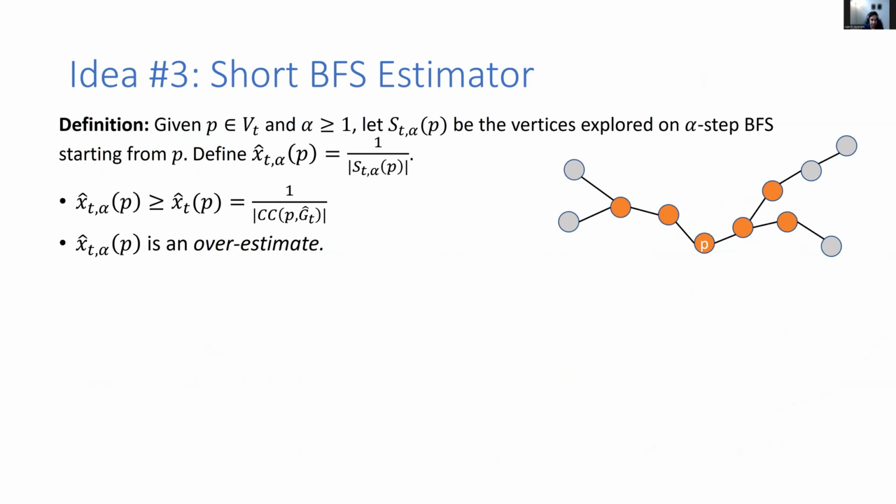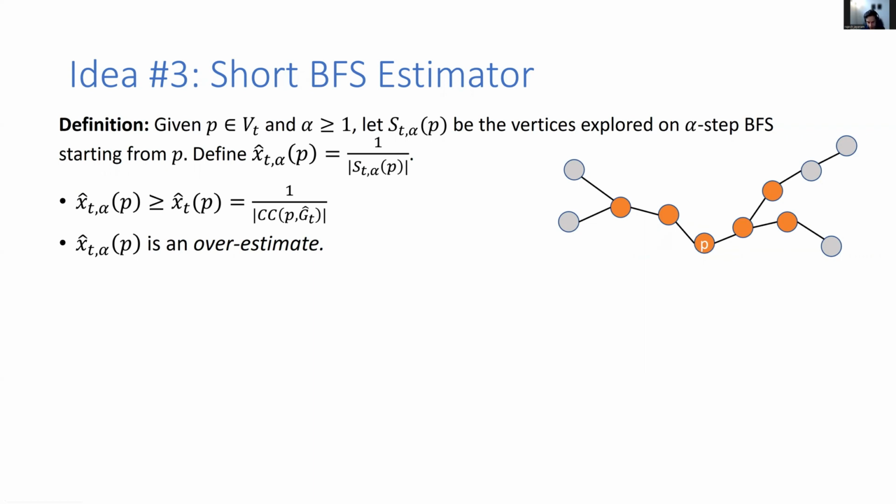So given a point P and some integer alpha, I'm going to define this set S_{T,alpha}(P) to be the set of vertices that would be explored if I did alpha steps of a breadth first search starting from the point P in the graph G_T, the threshold graph. In other words, these are all the points that are at graph distance at most alpha hops from my point P. And then I define x-hat_{T,alpha}(P) to just be 1 over the size of the set.